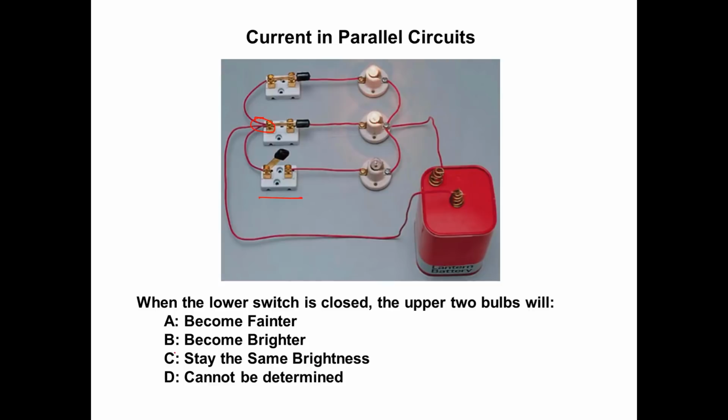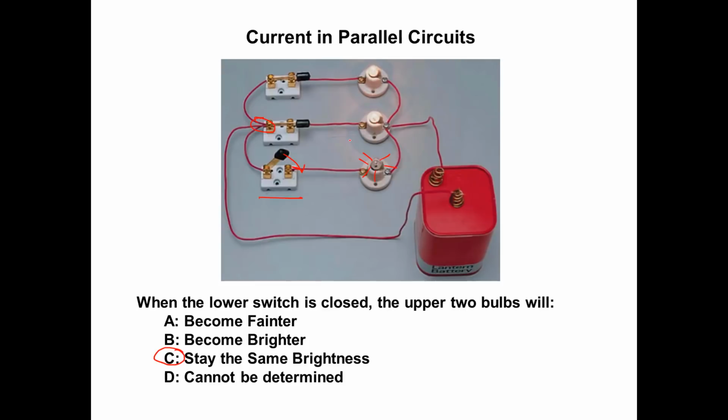The correct answer is stays the same brightness. When this is closed, the voltage on this bulb and this bulb stays the same. It just adds current, so then this bulb turns on, and actually at the same brightness as the other 2 bulbs.